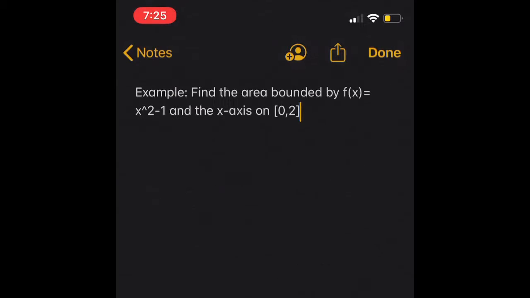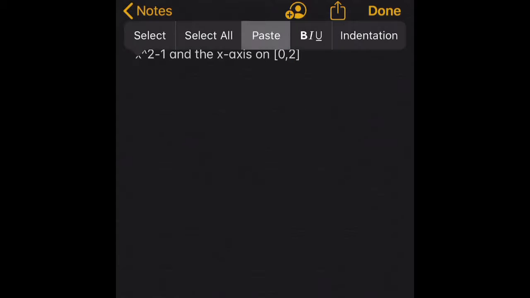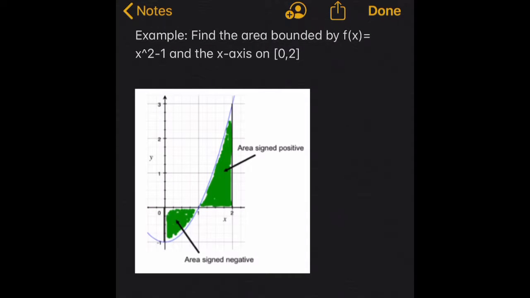My example is to find the area bounded by f of x equals x squared minus 1 and the x-axis on the region 0 to 2. First, you must graph the equation, and we can see that there is area signed positive and area signed negative, but area is always positive, so we need to put some absolute value bars in the equation.